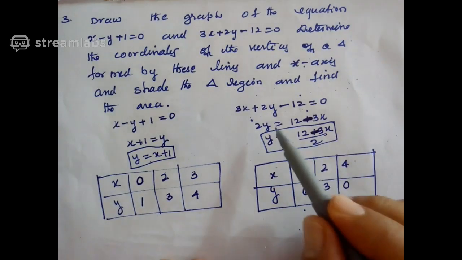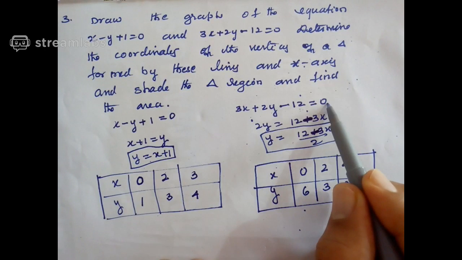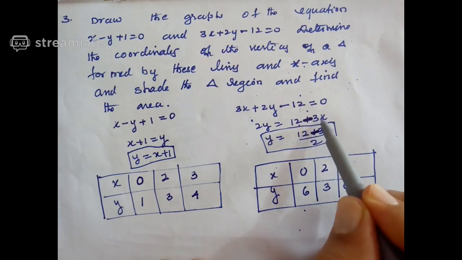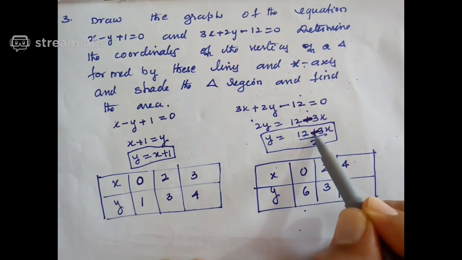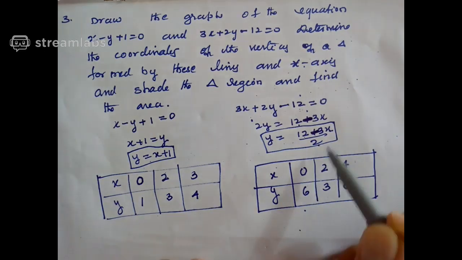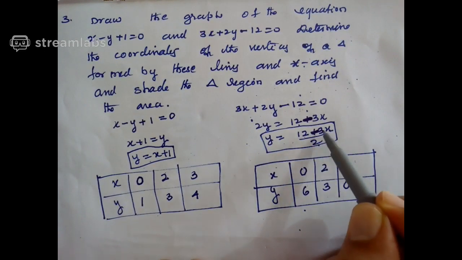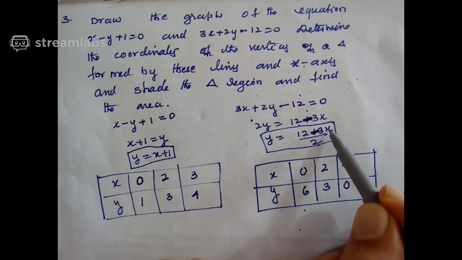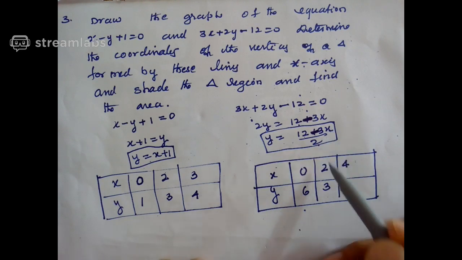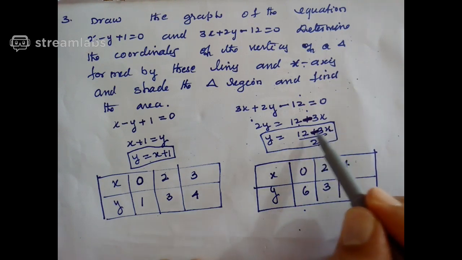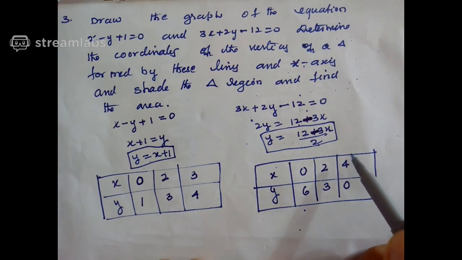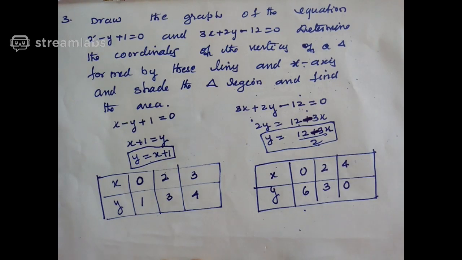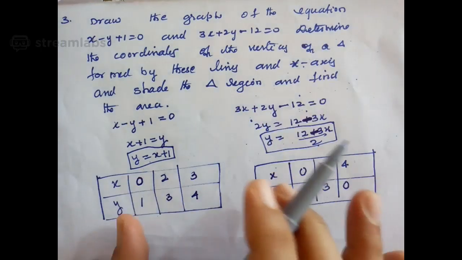Is it clear now? See, 3x plus 2y minus 12 is 0. 2y is equal to 12 comes this side and 3x comes this side, 12 minus 3x. So y is equal to 12 minus 3x by 2. If I take value 0, 3 into 0 is 0, 12 minus 0 is 12, 12 by 2 is 6. Then 3 2s are 6, 12 minus 6 is what? 6, 6 by 2 is 3. 3 4s are 12, 12 minus 12 is 0. If I take 4, it is 12 minus 12, 0, 0 by 2 is 0. Correct? So 4, 0. Just note down these values.